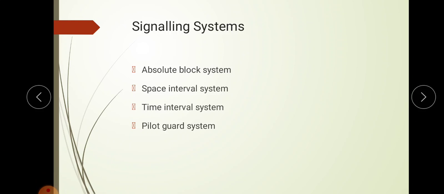There are many signaling systems like the absolute block system, space interval system, time interval system, and pilot guard system. The first method of signaling was the one engine only system, then the time interval system developed, then the pilot guard system, then the train staff and ticket system, like that. The absolute block system is the extensively used signaling system on Indian railways and also in other railway systems. Here in the absolute block system, the railway track is usually divided into different block sections. So we can discuss one by one.